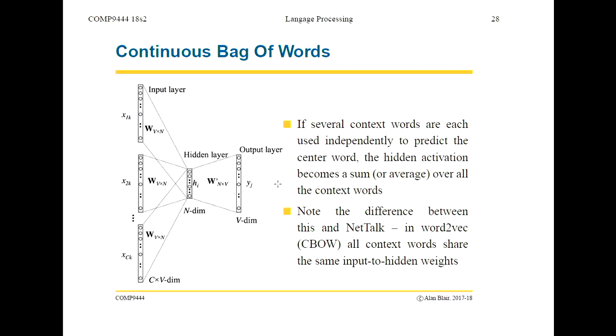And it's interesting to compare this with NetTalk. So if you remember with NetTalk, we had a window of 3 preceding letters and 3 following letters, but we had different weights depending on the location of the letter. Here, we actually share the weights. All of these 10 words share the weights because we're not interested in whether it was 1 word back or 2 words back or 3 words back. We're only interested that it occurred. And yeah, so this is the continuous bag of words model.